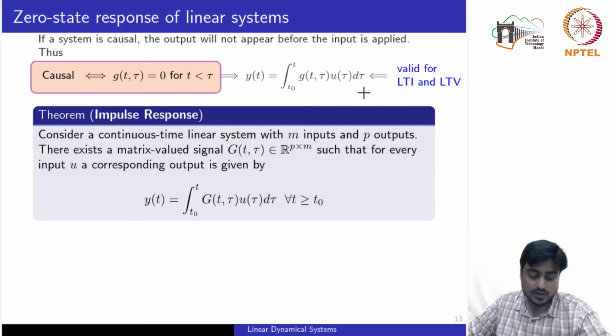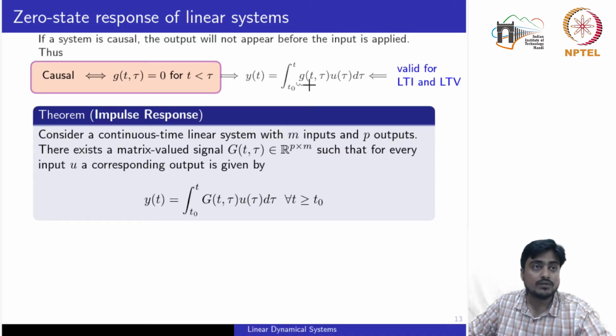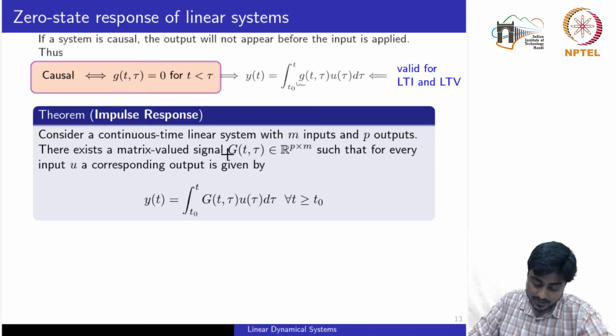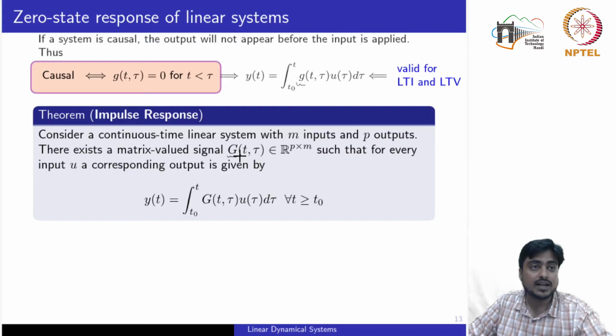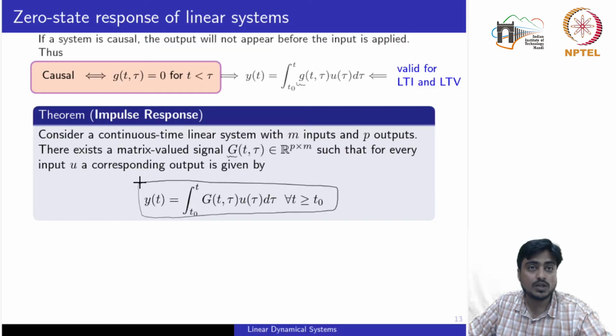Now note that whenever we are defining any function, we will be using small letters. If we are defining the relationship between the input and output by a function with a capital letter, it means that we are implicitly considering that function to be a matrix. So such that for every input u, where u is also a vector, a corresponding output is given by y of t, which is given by this equation. Here u and y both are vector signals.